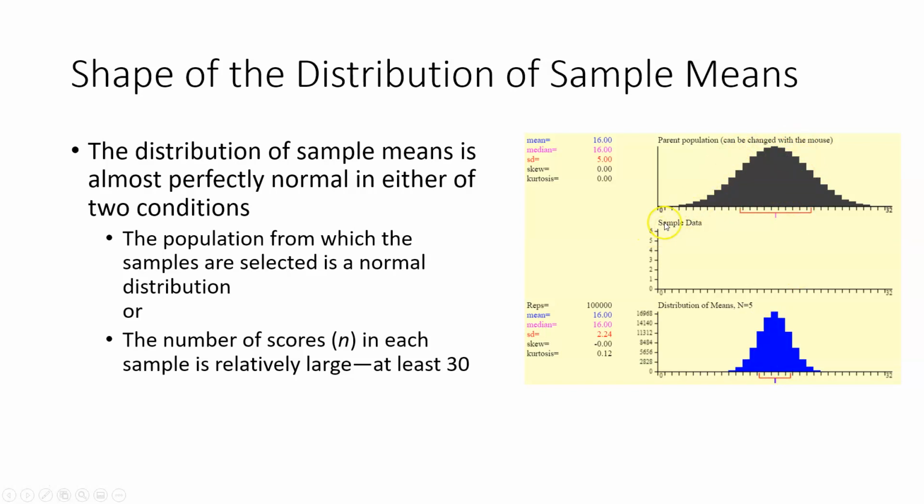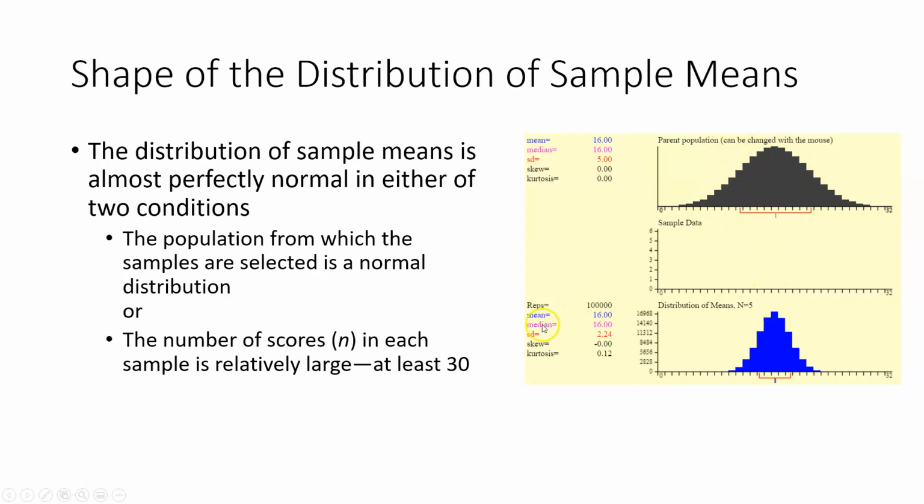But even if you have a skewed parent population up here, if the number of scores in each sample is relatively large, at least 30, then your distribution of sample means will still be normally shaped, even if your parent population is skewed.